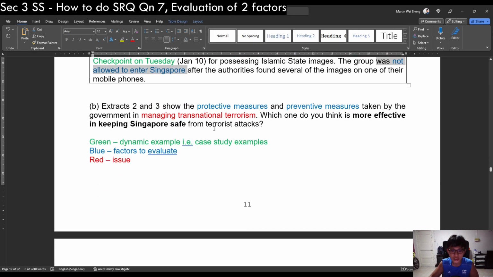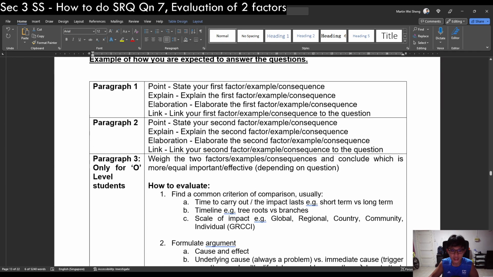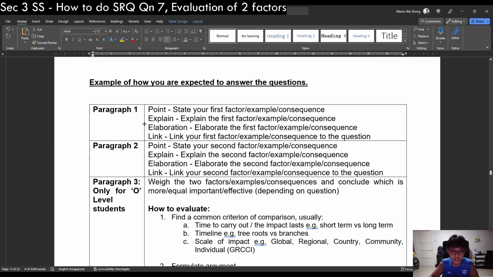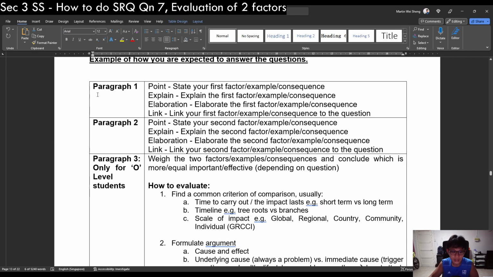So after breaking down the question, how do you go ahead to answer it? Very simple. The structure would always be 3 paragraphs. Your paragraph 1 would refer to the first factor. You have to follow the PEEL format: state the point, explain what you are trying to say, elaborate on it, and finally link your first factor back to answer the question. When giving the explanation, you will also have to give the examples. So paragraph 1 would be on factor 1, paragraph 2 would be on factor 2, and then finally your third paragraph.